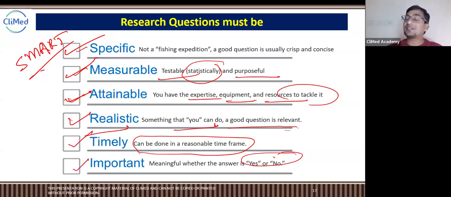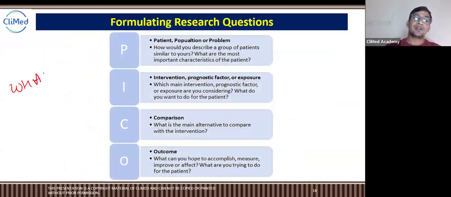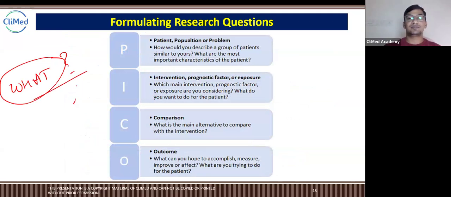Everything should be in this question. Okay, guys, see, this is just how your question should be. This is called SMART practices for the research question. Again, let me tell you, this is how your question should be SMART. But what your question should be is here.